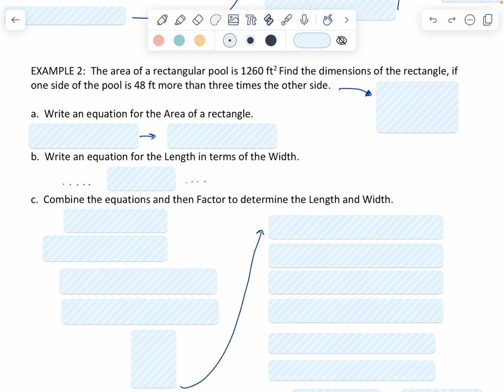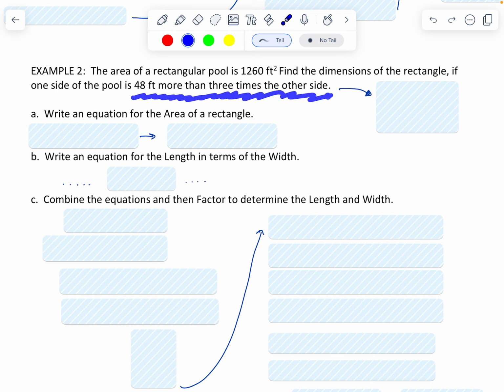Okay. The area of the rectangular pool is 1,260 feet squared. We need to find the dimensions of the rectangle. One side of the pool is 48 feet more than 3 times the other side. That is a very helpful piece of information. 48 feet more than 3 times the other side.